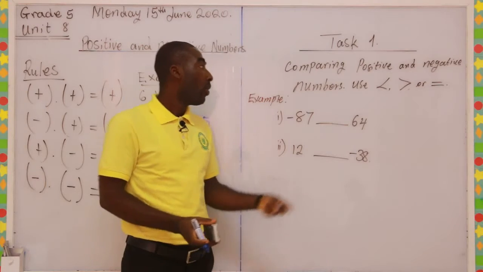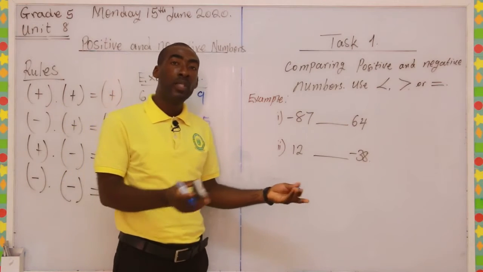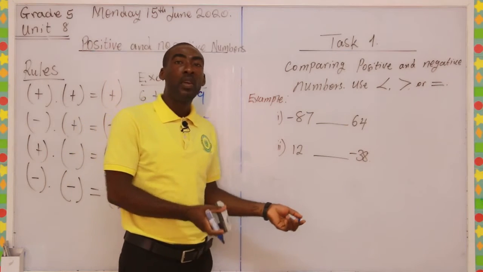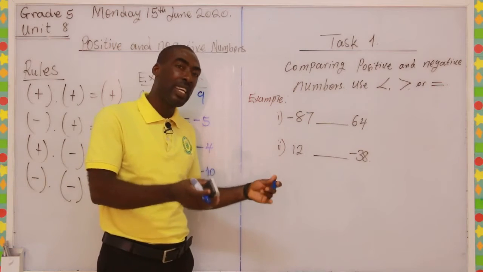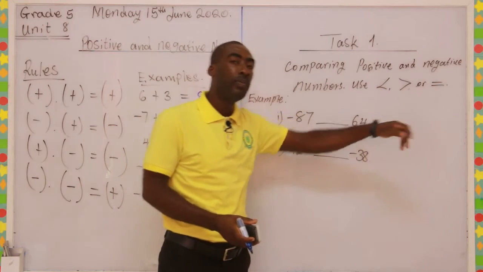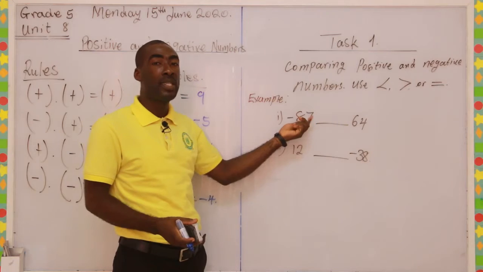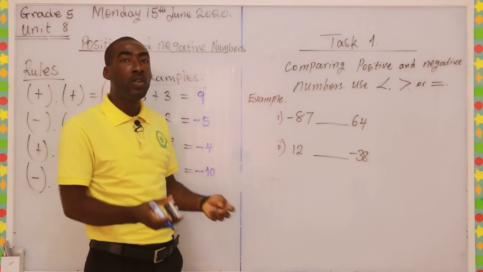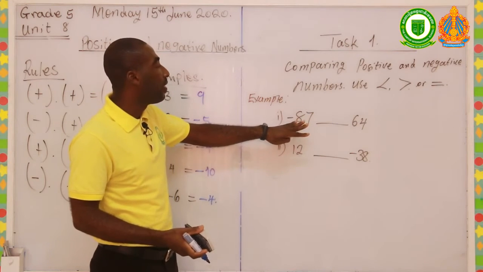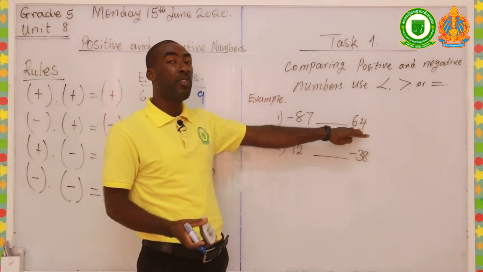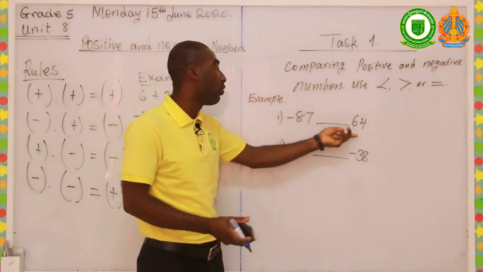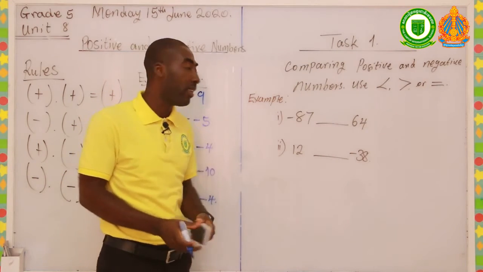With task one, we will look at how we can compare negative and positive numbers, because sometimes it's very confusing when you see the negative sign with a particular number and you still feel like it has its actual value. So for example, we are going to use less than, greater than, or equal signs to determine which numbers are bigger or smaller, or whether they are of equal value. Okay, so now we have negative 87 and then 64.